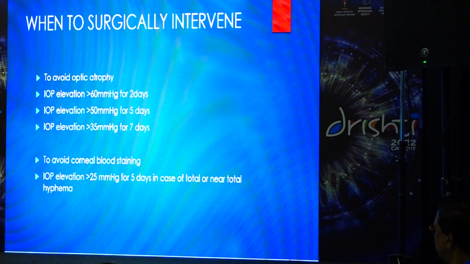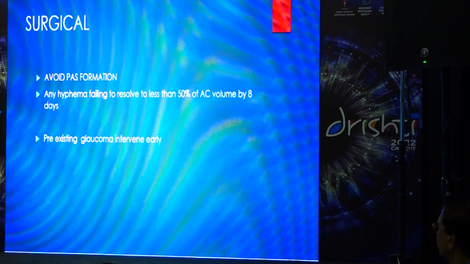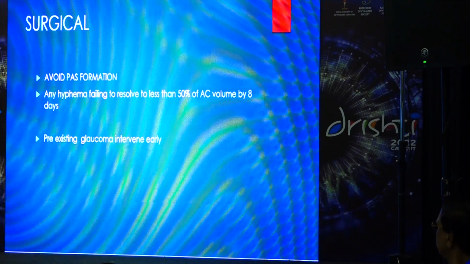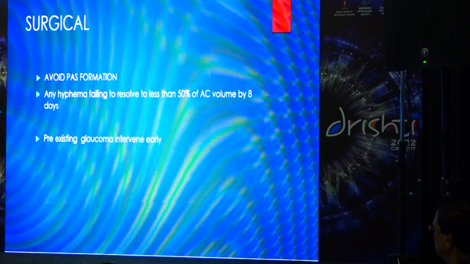To avoid corneal blood staining, surgical intervention is recommended when IOP elevation of more than 25 millimeters of mercury for 5 days is present, in case of near total and total hyphemas. To avoid peripheral anterior synechial formation, any hyphema failing to resolve to less than 50% of the volume of the anterior chamber within 8 days has to be surgically intervened, and any case of pre-existing glaucoma needs early surgical intervention.